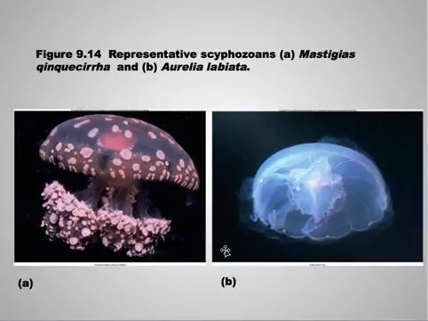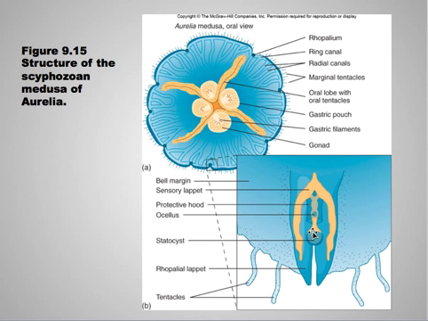The representatives for the Scyphozoans, this is the most common. This is Aurelia. Things to note for the Scyphozoans is that along the margin of the bell you'll find the ring canal.